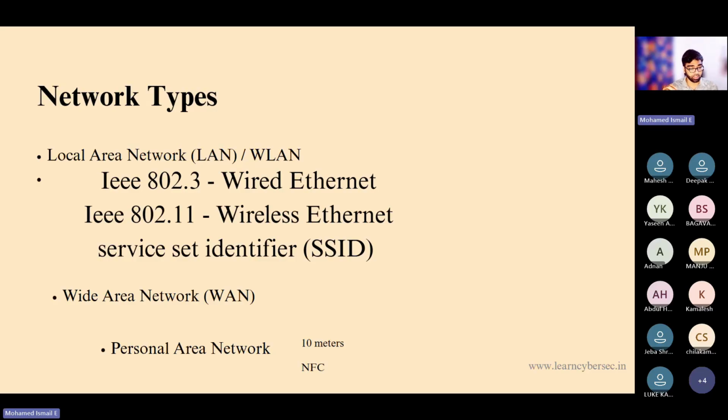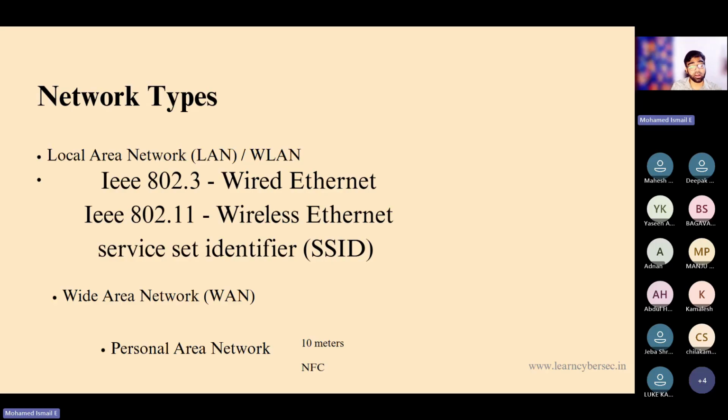Maybe there was a cable coming from an ISP like BSNL or Airtel that connected to the modem. From the modem, there is a wire that comes to the laptop. We need to connect that wire to the laptop. That is a wired network, which is called wired Ethernet. The IEEE standard for that is 802.3.